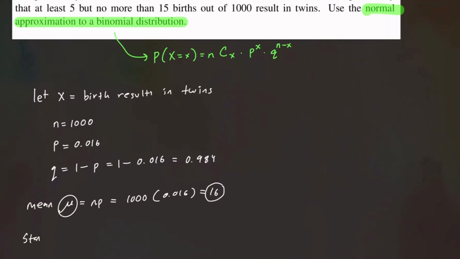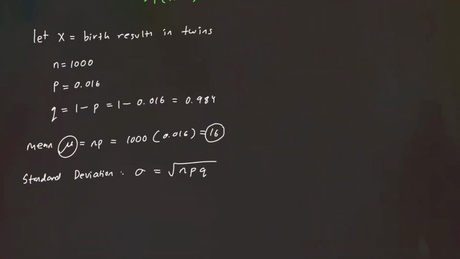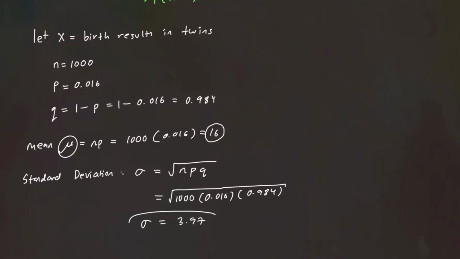Then we need standard deviation. For standard deviation, we have the formula, sigma is equal to the square root of n times p times q. So let's go ahead and substitute. Sigma is going to be the square root of 1,000 times p, which is 0.016, and q, that is 0.984. Then if you put this in your calculator, you'll have sigma to be 3.97. All right, so let's hold on to these. Now let's try to answer the problem.